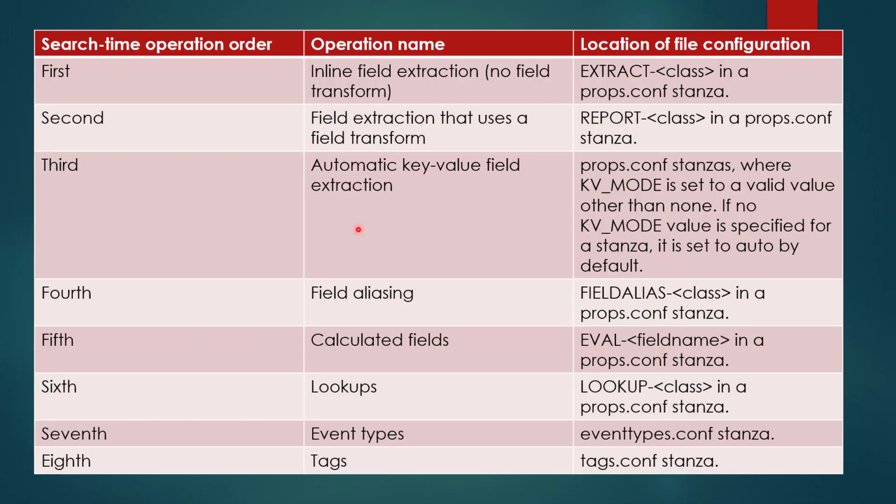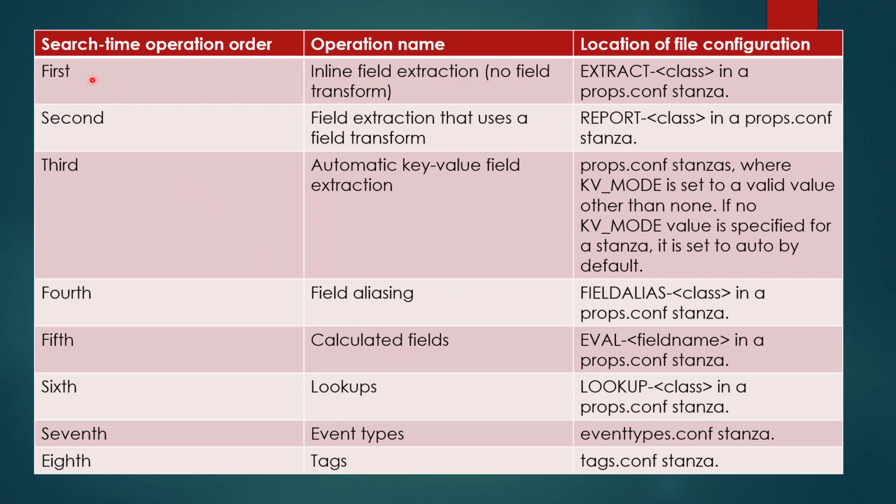Now this is an important one. This table is telling us what the different operations are that Splunk does at search time, okay, when you run a search query. These 8 operations over here are very important, and their sequence is very important, because when you are defining these knowledge objects, you have to be very careful about what you are defining.